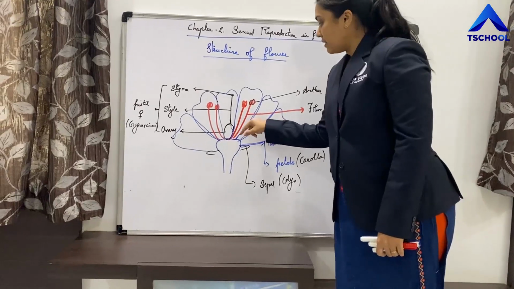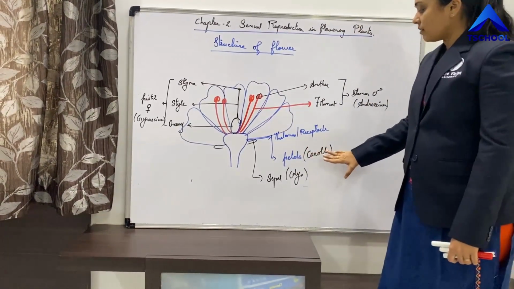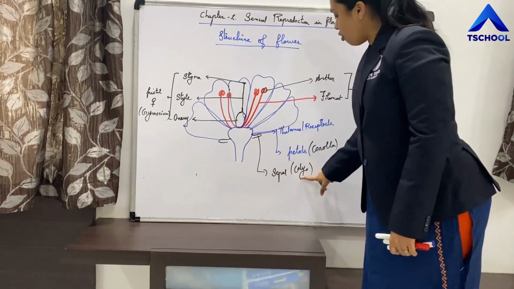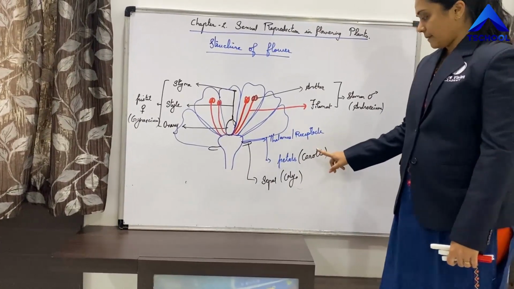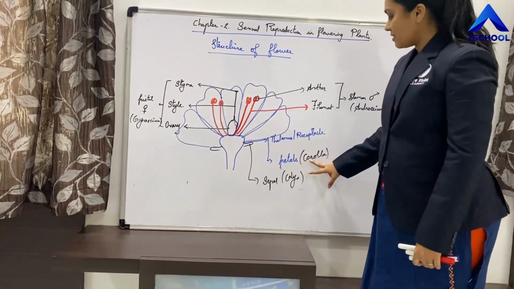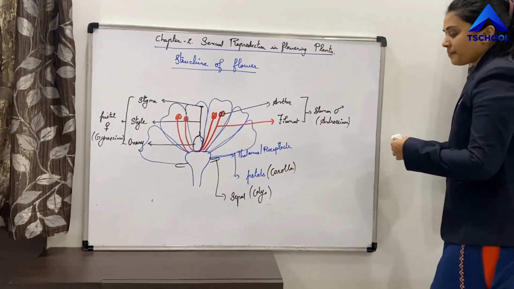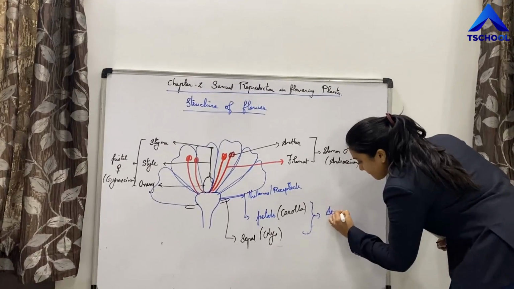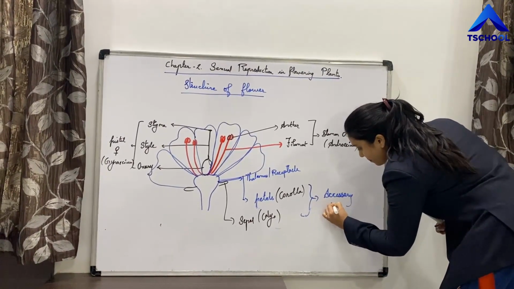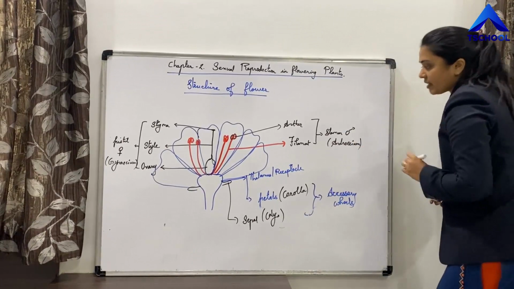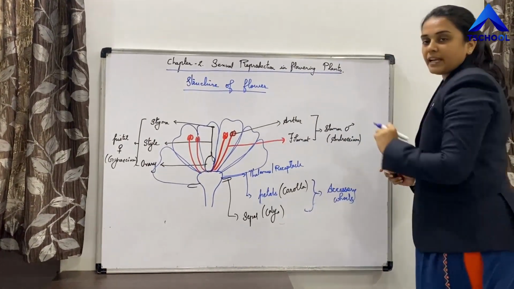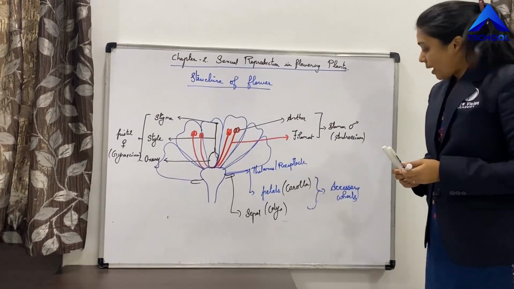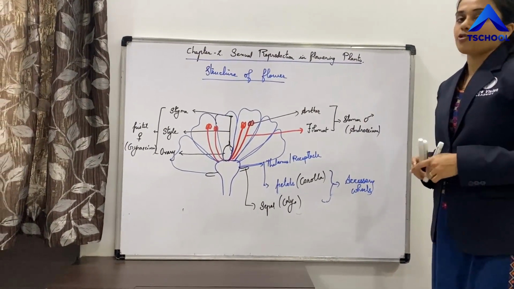Then the next whorl is petals. These petals all together are called corolla, and the sepals all together are called calyx. These whorls, that is calyx and corolla, are called accessory whorls. And this androecium and gynoecium are called the main essential whorls. So this is the structure of a flower.